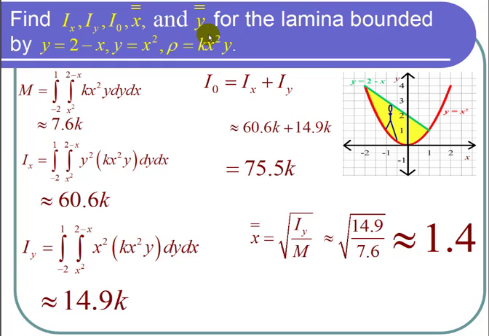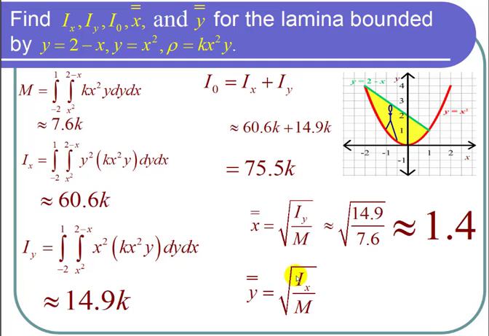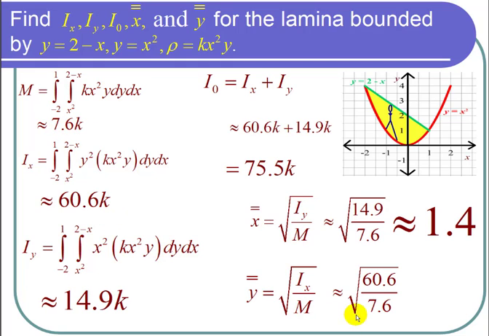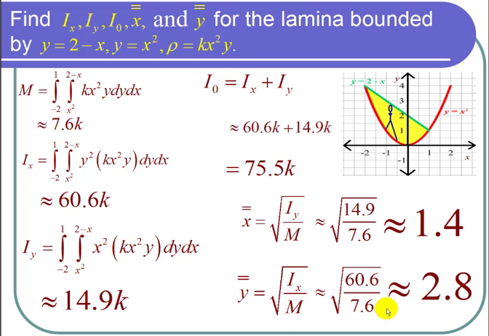For y double bar, the radius of gyration about the y-axis, I take I sub x over m and take its square root, and that's equal to 60.6 k divided by 7.6 k. The k's cancel, and I'm left with the square root of 60.6 over 7.6, and that's about equal to 2.8.